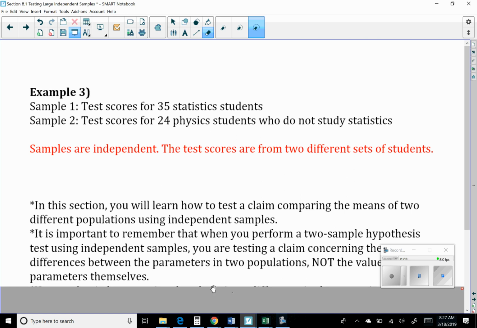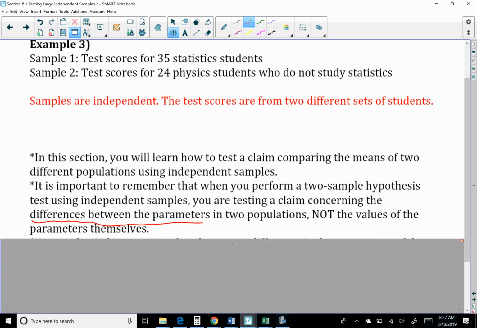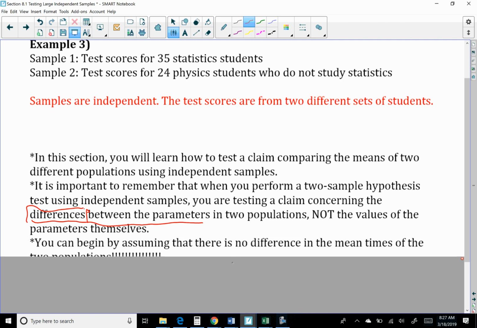In this section, you'll learn how to test a claim comparing the means of 2 different populations using independent samples. It's important to remember that when you perform a 2-sample hypothesis test using independent samples, you're testing a claim concerning the differences between the parameters in 2 populations, not the values of the parameters themselves. So we're going to be taking the difference between the 2 samples. That's what we're looking at. We're testing the difference between the 2 populations.